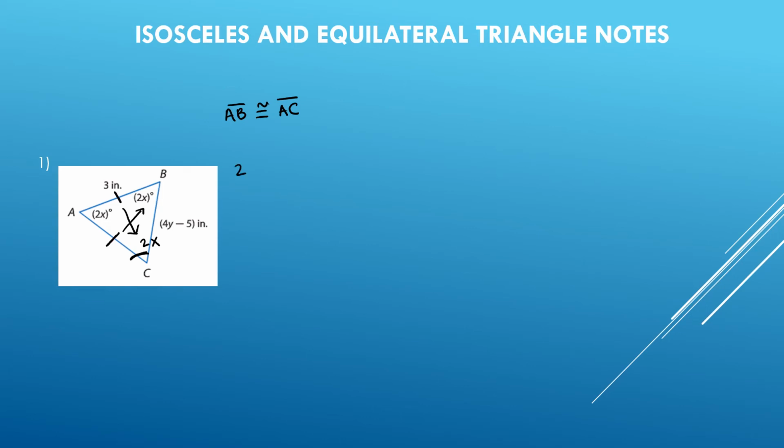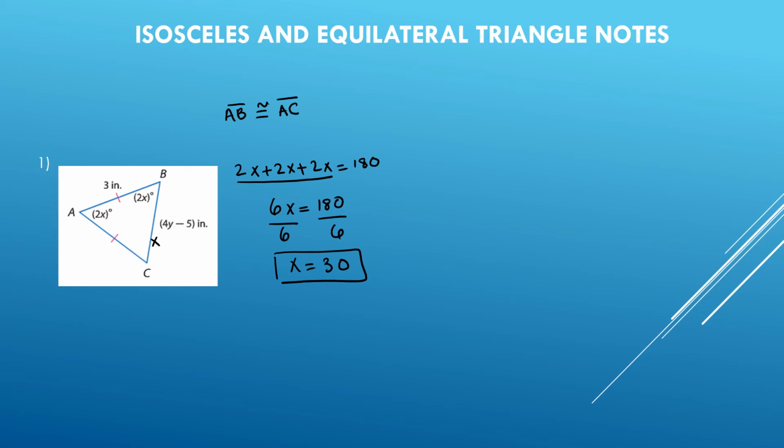Let's set up the expression to solve for x. 2x plus 2x plus 2x equals 180. Combine like terms on the left-hand side. 6x equals 180. And the last step will be to divide by 6 on both sides. So x equals 30. Notice that I did not put a degree symbol on 30 just because x is not representing the angle in the triangle. 2x is the angle, x is not the angle, so we do not put a degree symbol on 30.